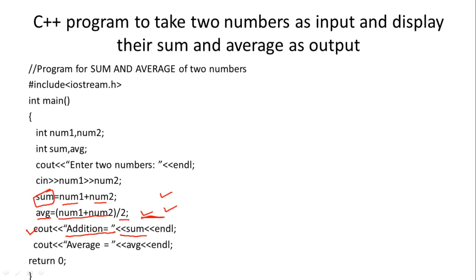So see here, sum is not in double quotation. So that's why the value stored in sum will be printed here, not the word sum. For example, if it is written like this, double quotation sum, the output will be addition equal to sum, not the value in the sum. So for printing the value stored in the variable sum, there will not be double quotation for sum. So the next statement will print addition equal to sum.